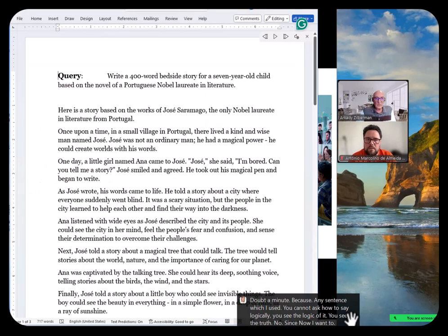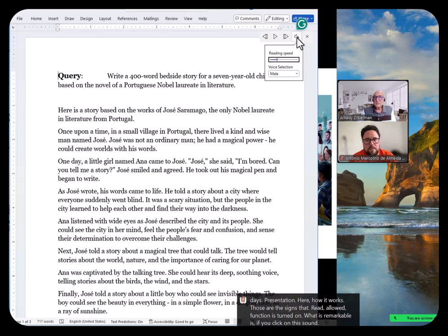To show you an example of a lesson which I created in preparation for this presentation. Here is how it works. Those are the signs that the read aloud function is turned on. What is remarkable is if you click on this sound, you see here that you have a selection of voice, male or woman, and you have reading speed selection.